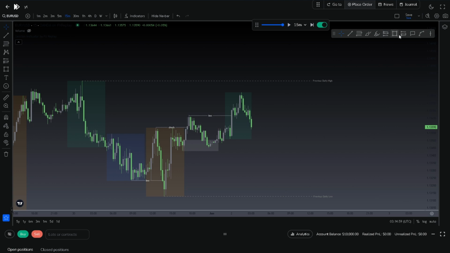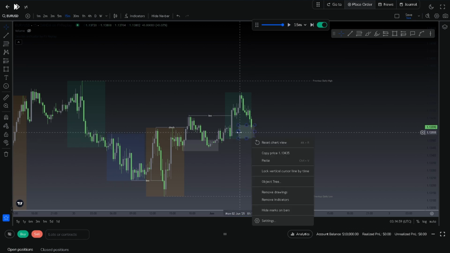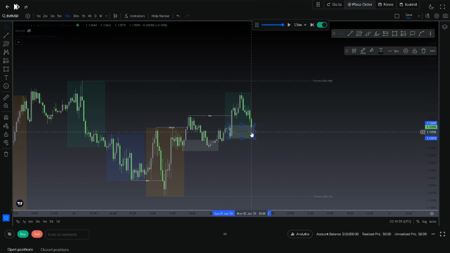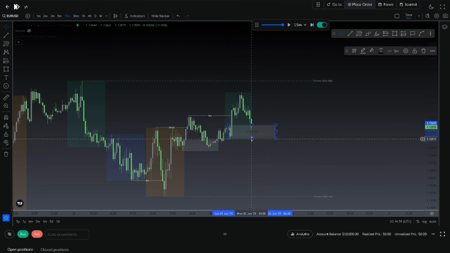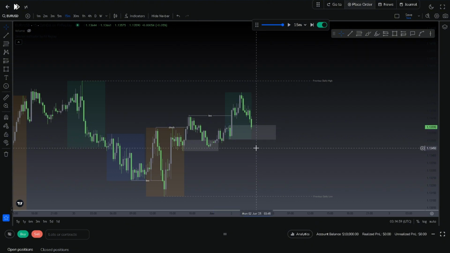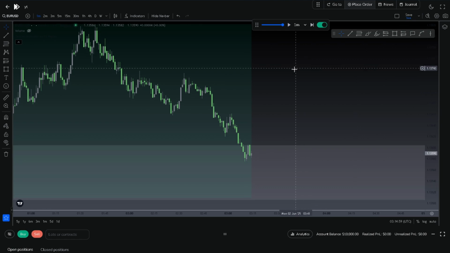So we're looking for our zone, which we know is this zone right here. Go ahead and use that. Okay, very simple. When price enters this zone, we go down to the 1 minute time frame.